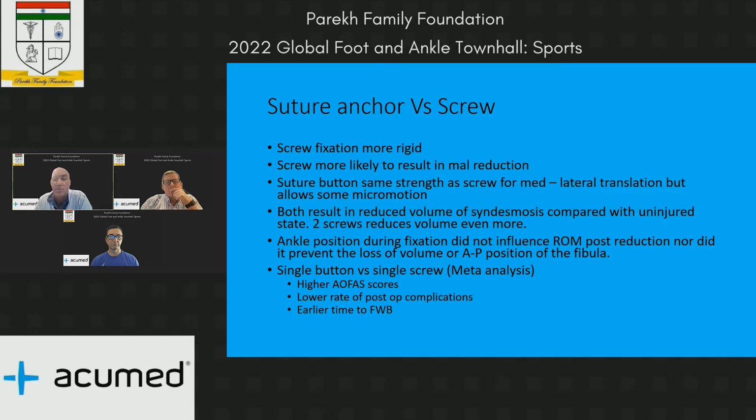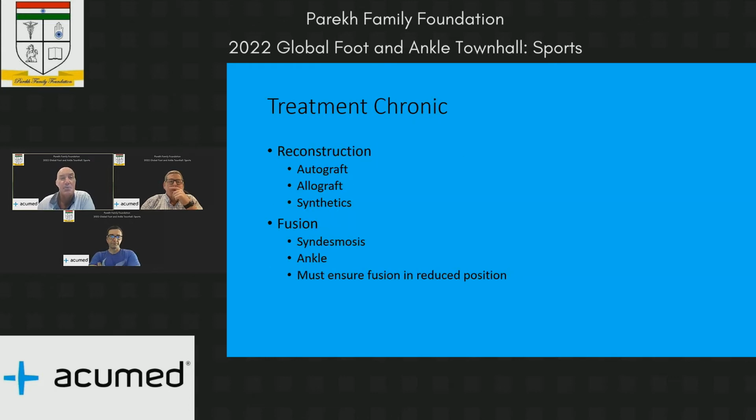It doesn't matter what you use. When you compress to reduce one of these syndesmosis, you always reduce the volume compared to the uninjured part. Now, no one knows what the result of that is and whether it means anything. And the other thing that's interesting is the ankle position during fixation didn't influence the range of motion post-reduction. I must admit, I always put them at 90 degrees when I reduce and compress them because I don't want to lose dorsiflexion, but it doesn't seem to matter. So when you're using a single button versus single screw, the only big meta-analysis that I found showed that the suture anchor did better, but it didn't have a comparison to two screws.